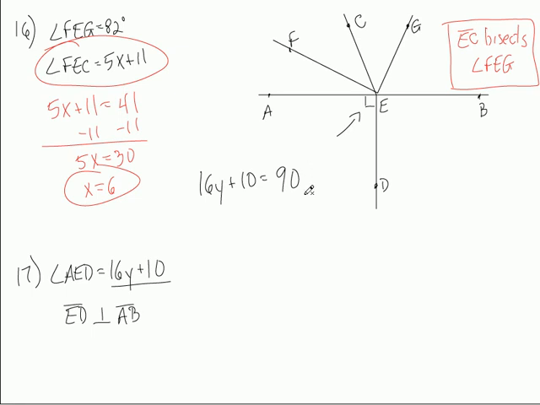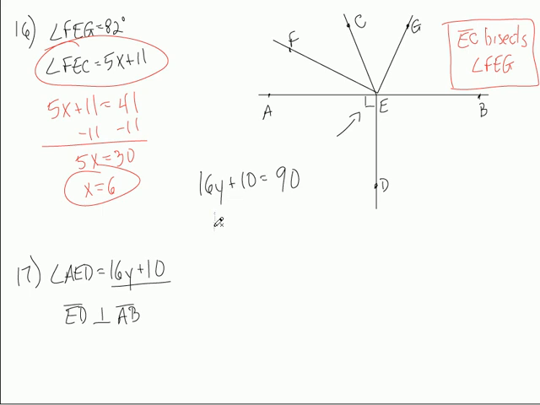Does it make sense? That's not too hard, is it? You just have to know what these words mean, right? You got to know that perpendicular means it's a right angle, so you put that little box in there to remind you that that's a right angle. Then you look and see what they tell you. They tell you that AED, this angle right here, is 16y plus 10. You're like, well, wait a minute. I know it's a right angle. I know it's 16y plus 10. Guess what I can do? I can set them equal to each other and solve for y.